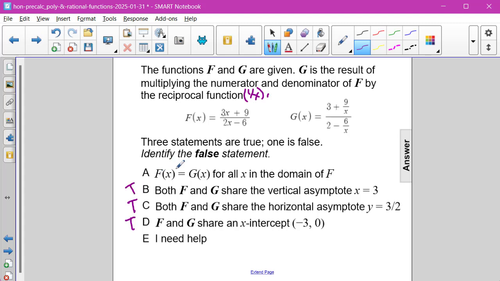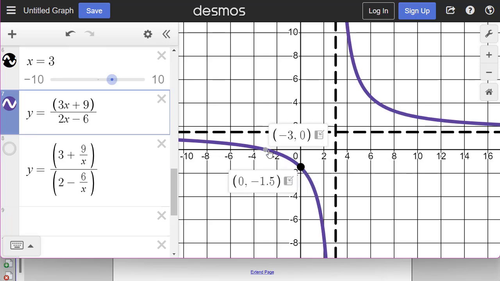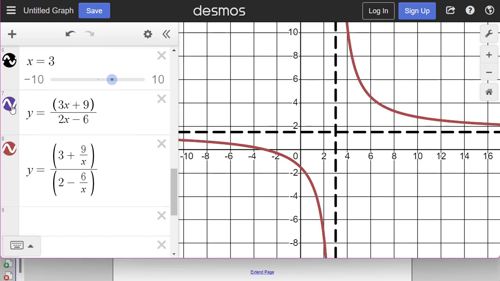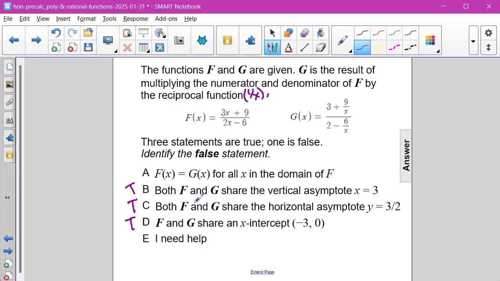Now, the two functions being equal to one another in all x within the domain of f, that one came out to be not true. If we show just f, we do have both an x and a y-intercept. But if we bring g up, we do not have the same y-intercept. It's undefined there. There's a hole. We do have the same x-intercept though. So therefore, choice A is our false statement.